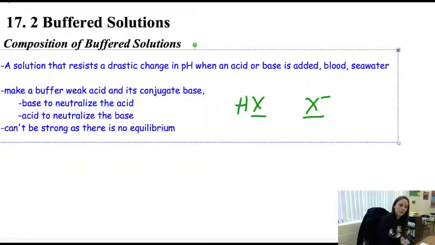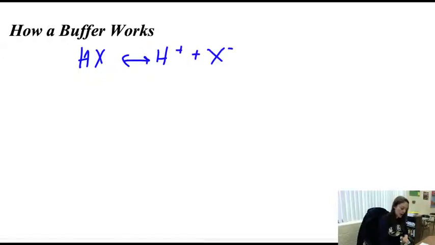So here's how a buffer actually works. If I have this in terms of the weak acid, and I add acid to it, that means that I'm going to add H plus. Well, if I add H plus, the H plus is going to want to react to form HX. So it's kind of like we're going to shift over there to the right.